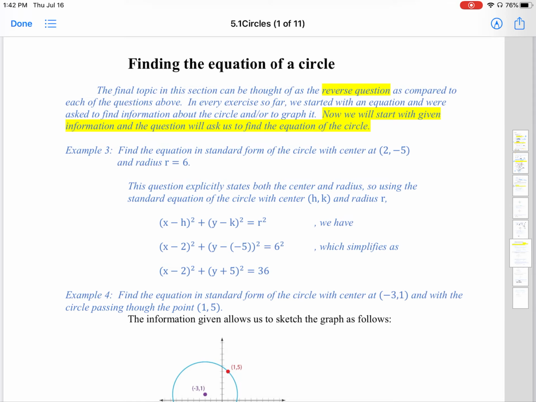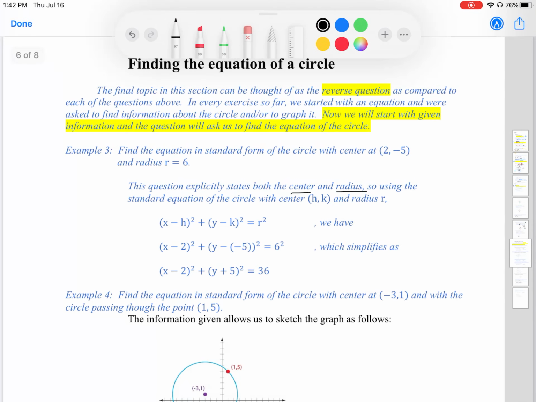Example 1. Find the equation in standard form of the circle with center 2, negative 5 and a radius of 6. This question explicitly states both the center and the radius, so using the standard equation of a circle with center h, k and radius r will be helpful.